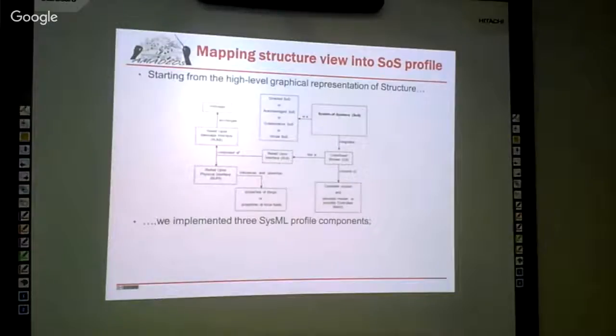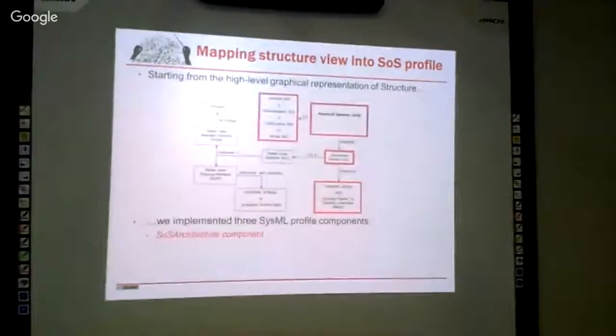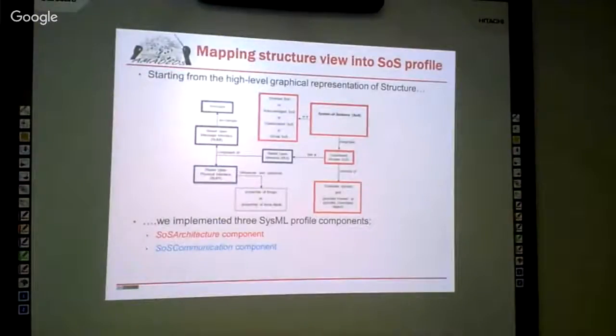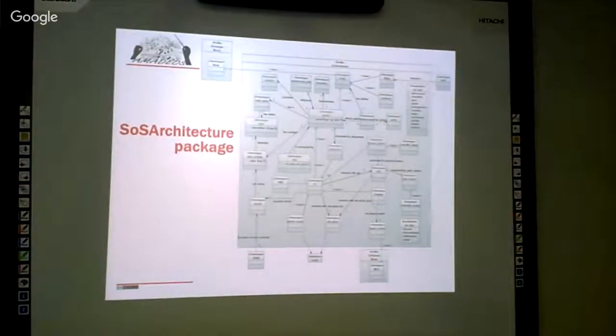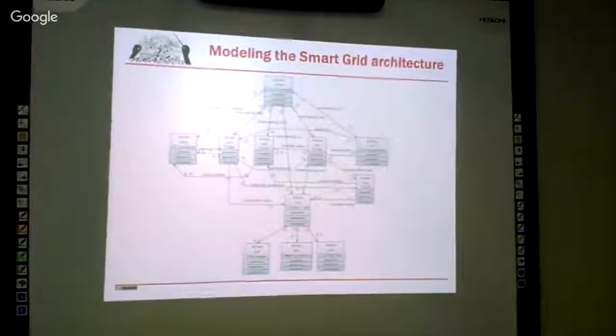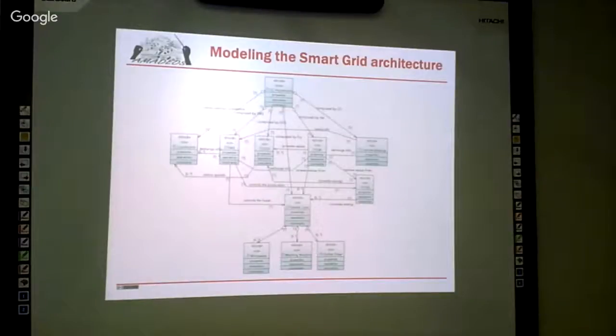So the high level representation of the structure: there are three profile components: the system of systems architecture component, system of systems constituent system, and their types and definition. Then we have the communication components, relying upon interfaces with messages, cyber and stigmergic physical interfaces, and then the interface components. Okay, and this is the package. Inside you find all the UML entities that describe these things, and this is the model of that smart grid architecture, using the constructs of the profile to represent exactly these entities.